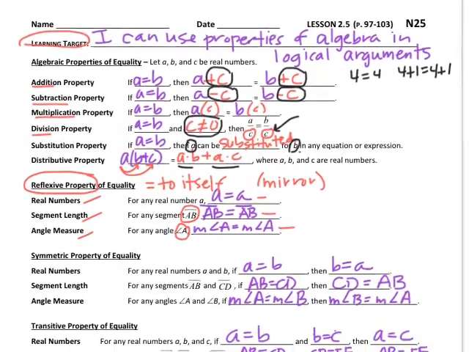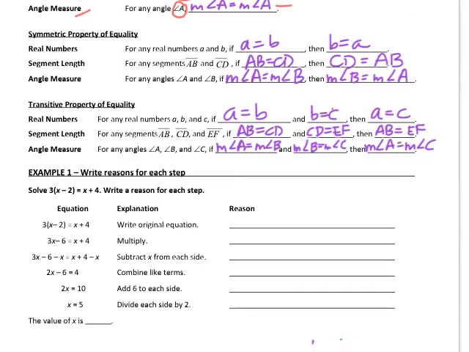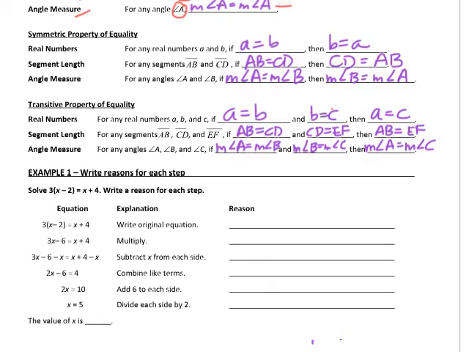Okay, another new property: the symmetric property. The symmetric property of equality applies to real numbers, segment lengths, and angle measures. If you want to think of this one as just switching the information, you can do that. For any real numbers A and B, if A equals B, then B equals A. So here we're just going to switch the information around, and that is the symmetric property. You do need to remember the symmetric property: you switch. The reflexive property is something is equal to itself.